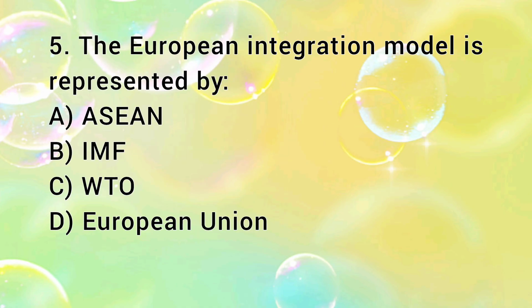The European integration model is represented by ASEAN, IMF, WTO, European Union. The right option is D, European Union, as the European Union represents the most advanced form of regional integration.